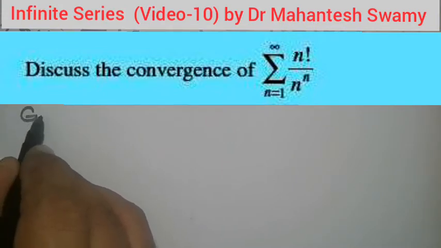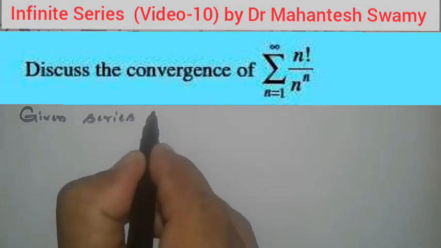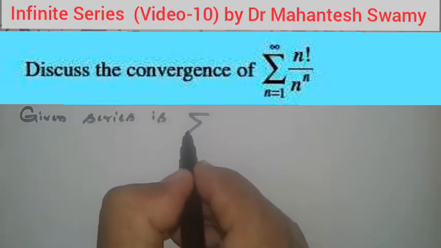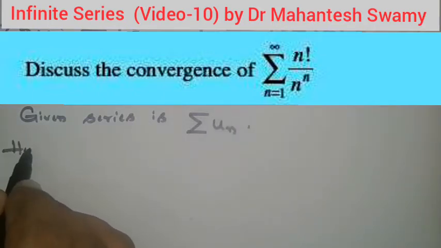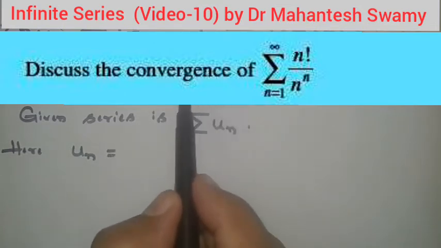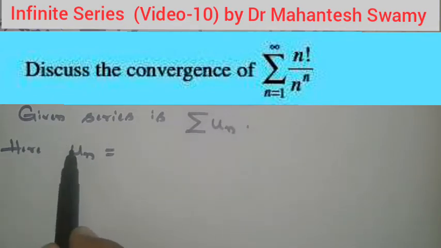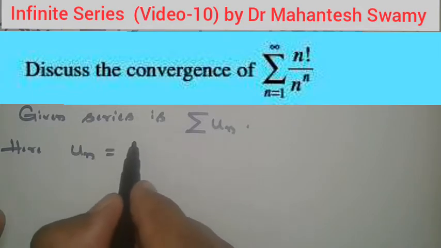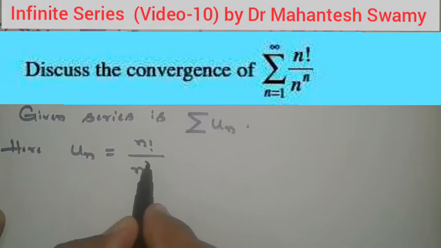So the given series, if we consider the given series as summation un, here un, we observe the given series. In the given series, the nth term is directly visible, so that nth term is un we are considering here, and let us write down the value of that. It is n factorial divided by n to the power n. So this is the nth term of the given series of positive terms.